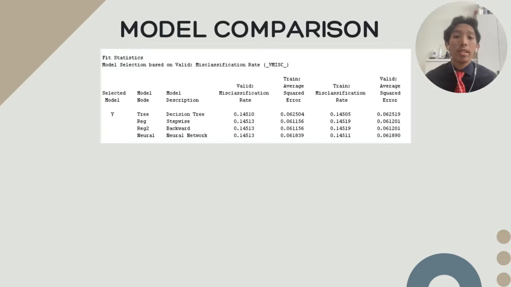Now we are on the final step, which is model comparison. In this step, we will compare all models to choose the best one. So from the output, we choose decision tree as the champion model, even though it has the highest average squared error value compared to all other models. We still consider it as the champion model since it has the lowest misclassification rate and it has the highest ROC index value compared to other models.